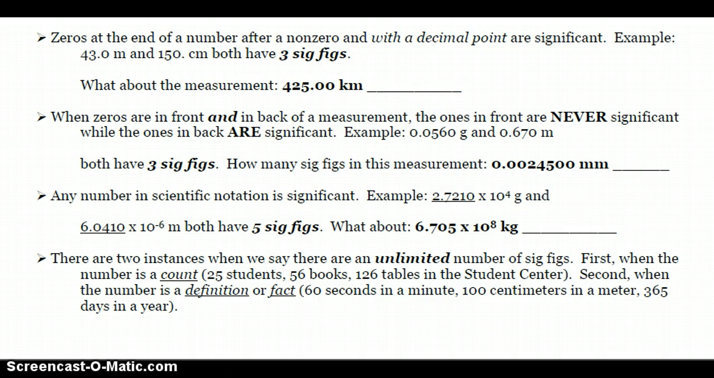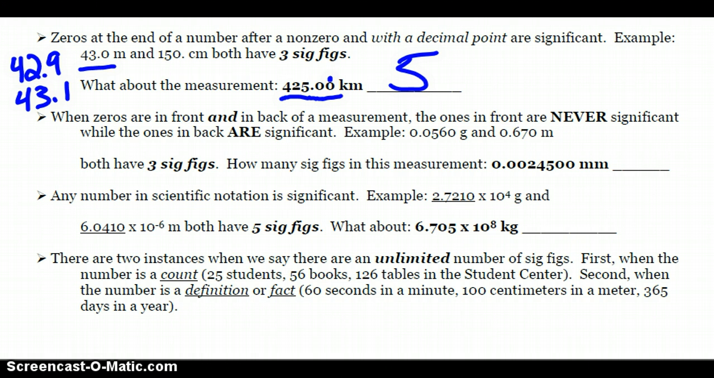But our next rule says that if we put a decimal point with those zeros at the end, then yes, indeed, they become significant. 43.0 meters. Now we're talking again somewhere between 42.9 and 43.1. Someone went out of their way to make sure that we had that point 0 there to signify how good the measurement is. Like here, 425.00 kilometers, there's 5 sig figs. Someone measured down to the hundredth of a kilometer.